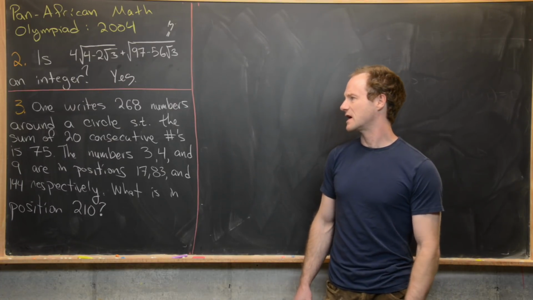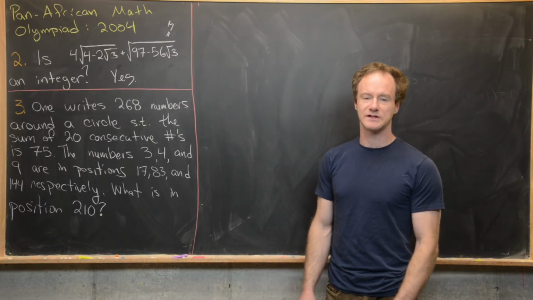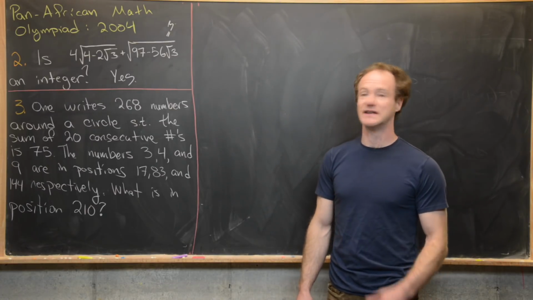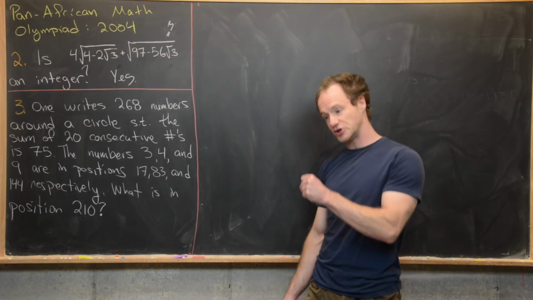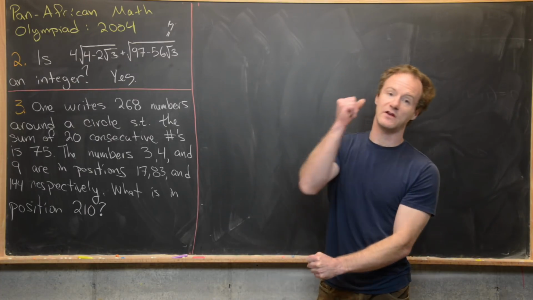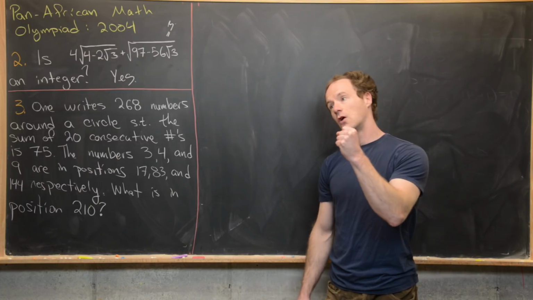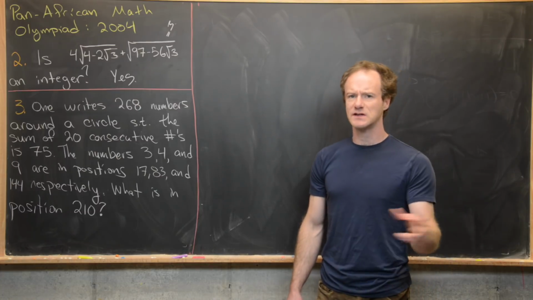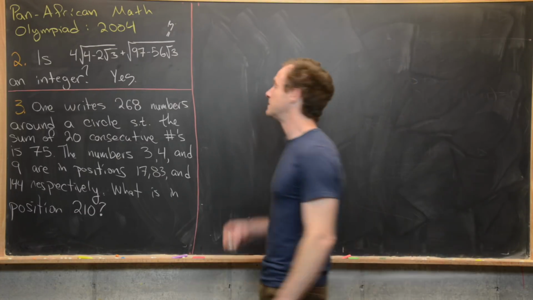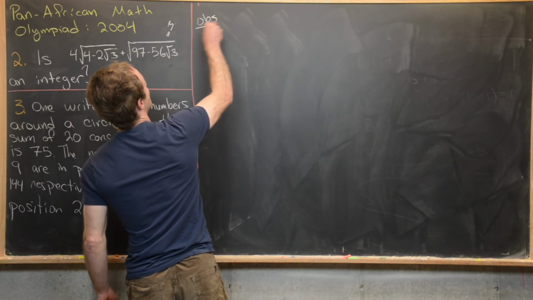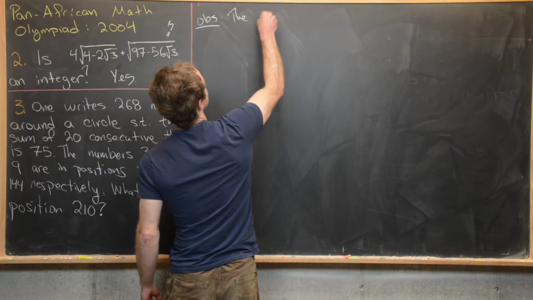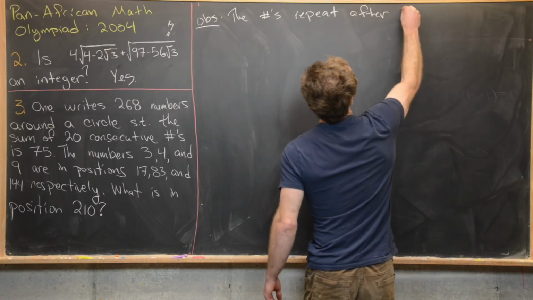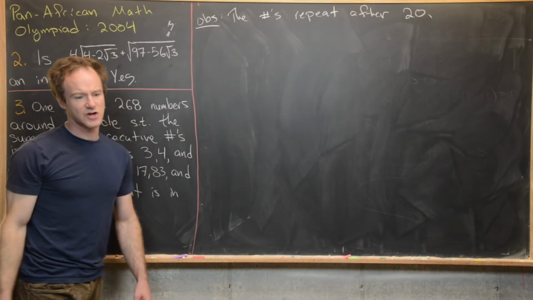Okay, well, it might seem like there's too much going on here to get a handle on, but notice that the fact that the sum of any 20 consecutive numbers is equal to 75 tells you that the first number and the 21st number are the same. And also the second number and the 22nd number are the same, and so on and so forth. So let's see if we can clean that idea up. Let's put this as an observation: the numbers repeat after 20. So let's talk our way through that.